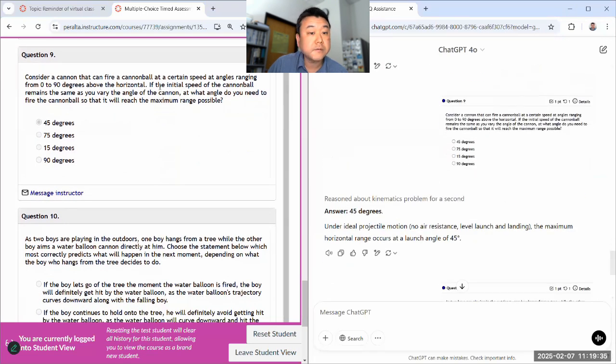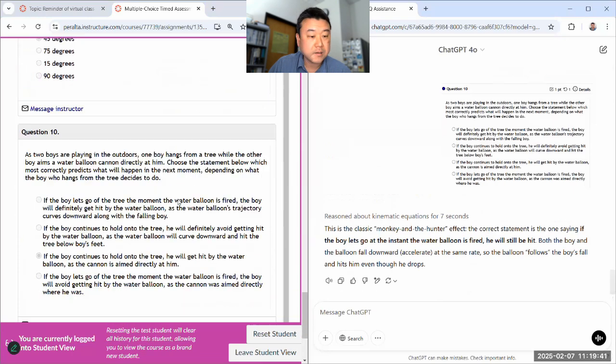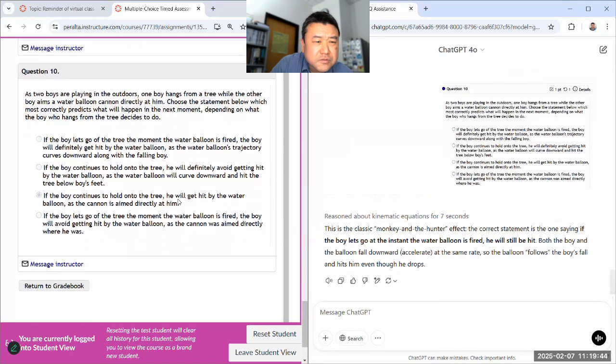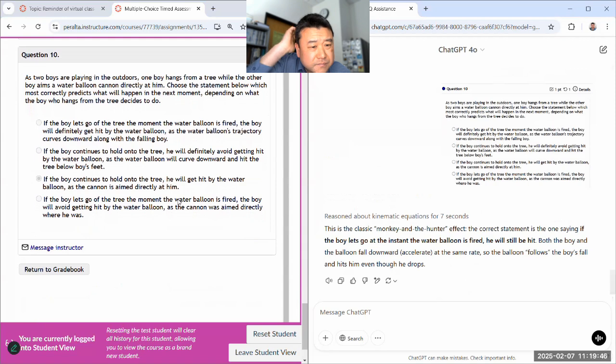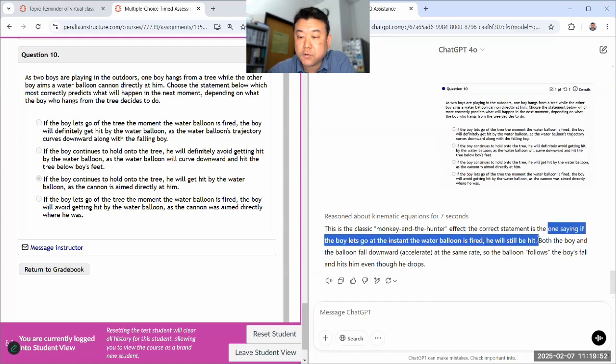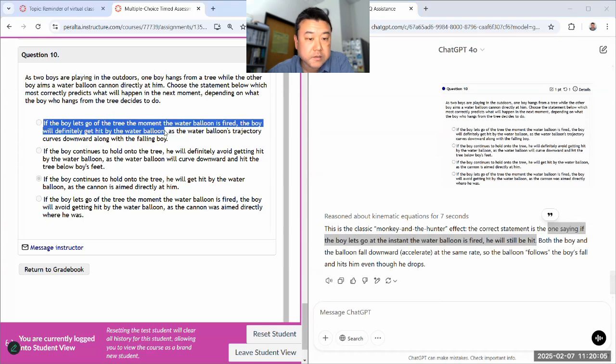Question 9, initial speed. Yeah, 45 degrees. That's kind of what you would guess intuitively, and the formulas bear it out. Did I choose the wrong thing? Oh, I made a mistake, I think. So ChatGPT had the correct answer, but I believe I misread this question, and so I should have actually chosen this one. This one is what I should have done.